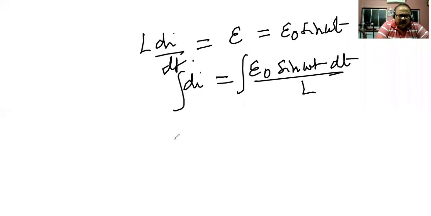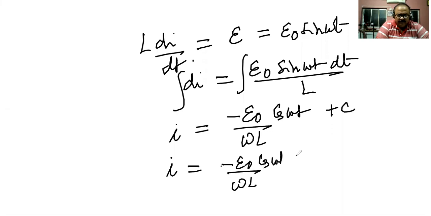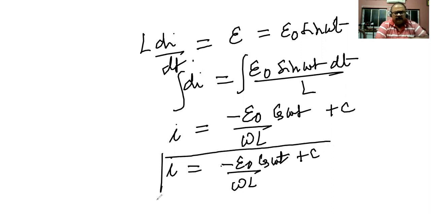So integration of di is I. And what is the integration of sine omega t? Integration of sine omega t is minus cos omega t by omega. And I will put an integral constant over here as c. So I is equal to, therefore, minus E naught by omega L cos of omega t plus c.